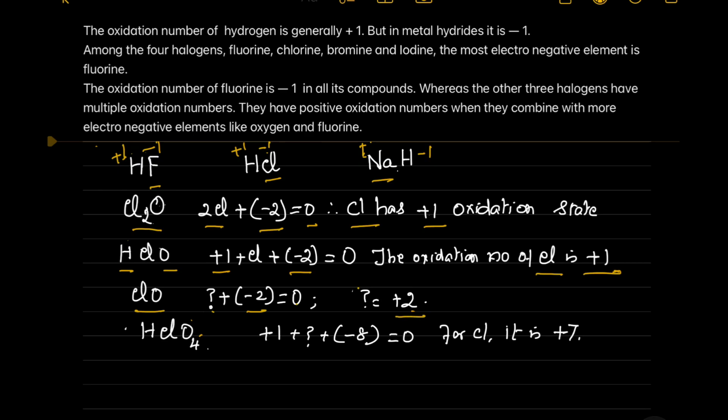Coming to HClO4, the contribution of oxidation number due to 4 oxygen atoms is -2 into 4, which comes to -8, plus 1 for hydrogen, that is +1, plus that of chlorine is equal to 0, or the oxidation number of chlorine here comes to +7.